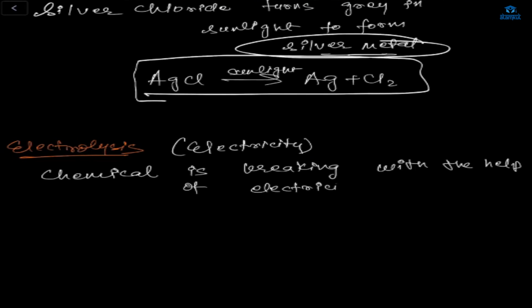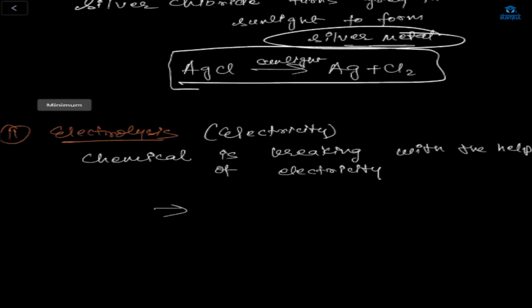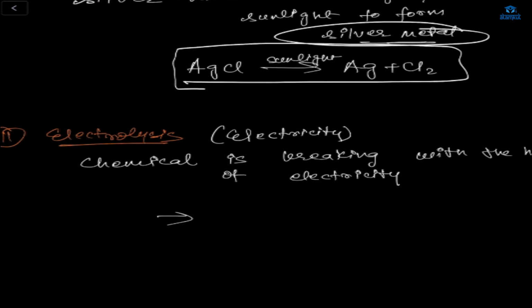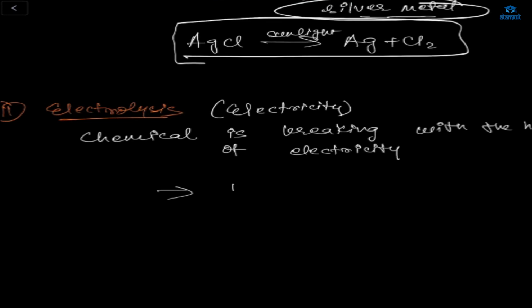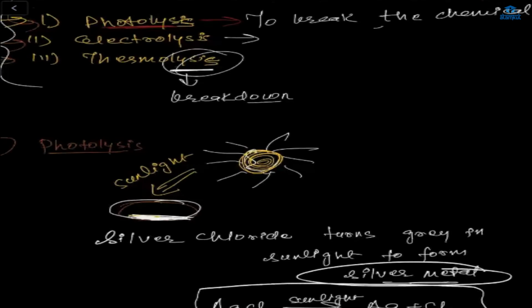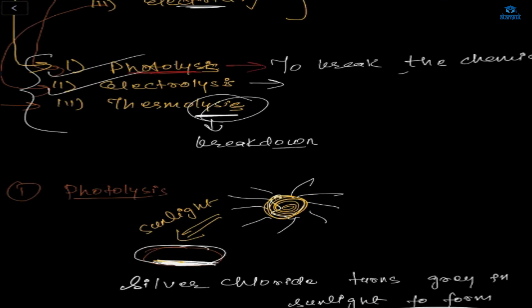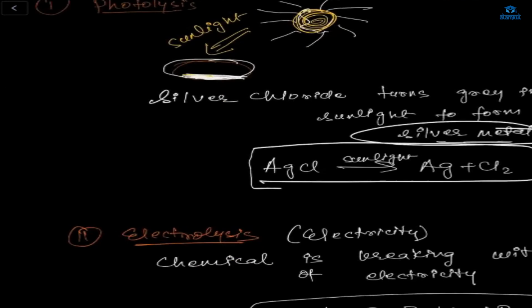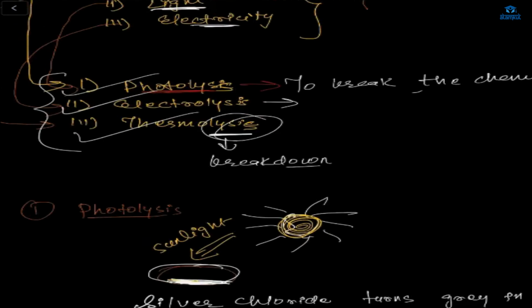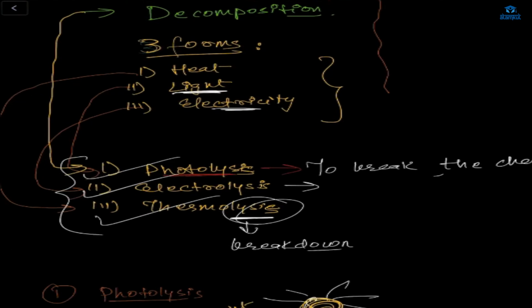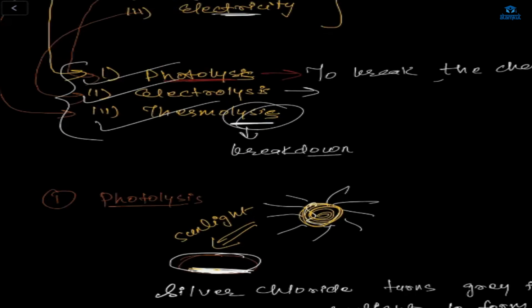Can any one of you give me an example here? What is the example of electrolysis? Anyone? It's very easy. Okay, so it will be H2O giving H2 plus O2. Got it? Done. Photolysis, electrolysis, and then thermolysis. Photolysis means light, electrolysis means electricity, and thermolysis means heat. In the form of heat, it will break down.